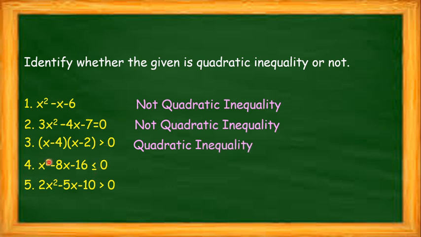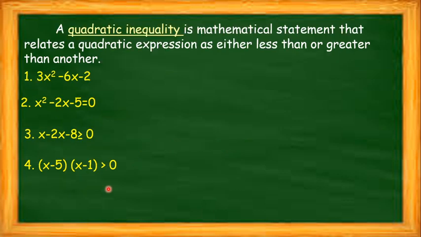Another, number 4, there is an exponent 2 and it uses an inequality symbol which is less than or equal to. Therefore, there is quadratic inequality. Number 5, there is a degree of 2 and it uses a greater than symbol. Therefore, this is quadratic inequality. Now, as you can notice, quadratic inequality is a mathematical statement that relates a quadratic expression as either less than or greater than another.